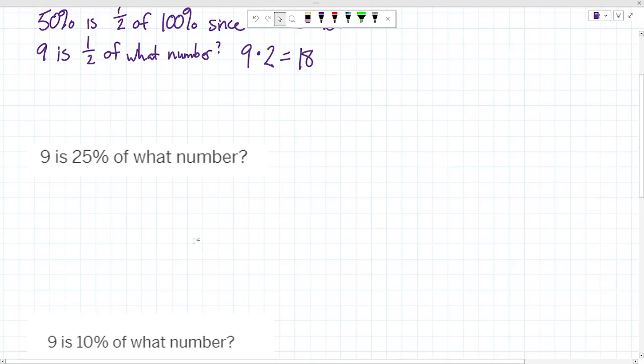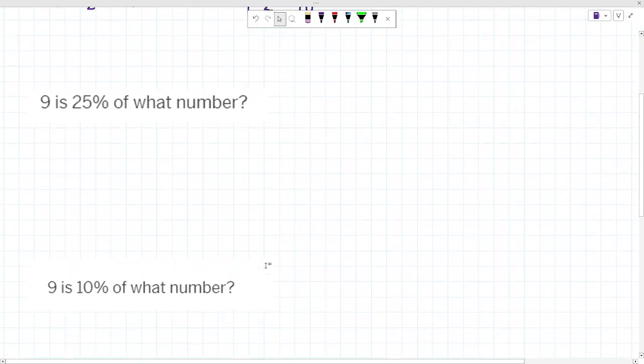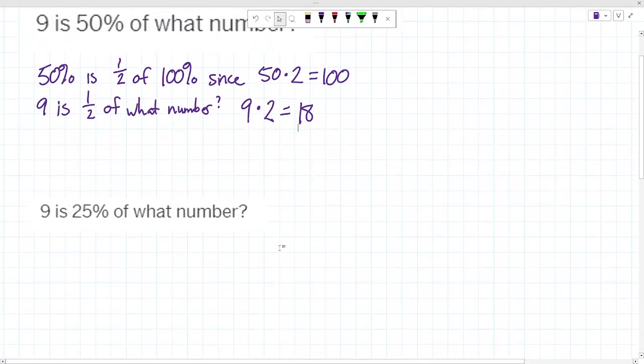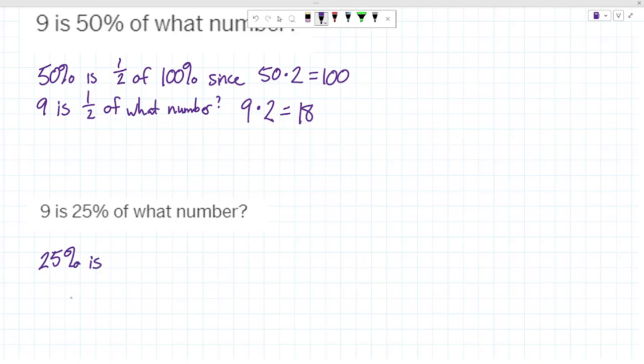Let's look at the next one. It says 9 is 25% of what number? So let's use a similar strategy, right? Because let's figure out what portion of 100% is 25%. So 25% is what fraction of 100%? That's going to be 1/4 of 100%, since 25 times 4 equals 100.